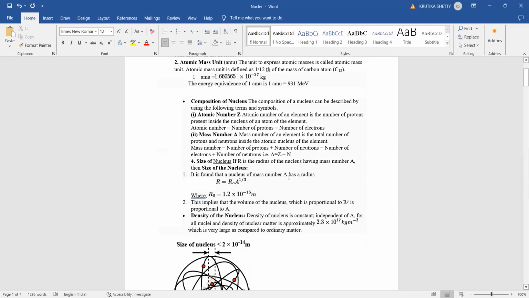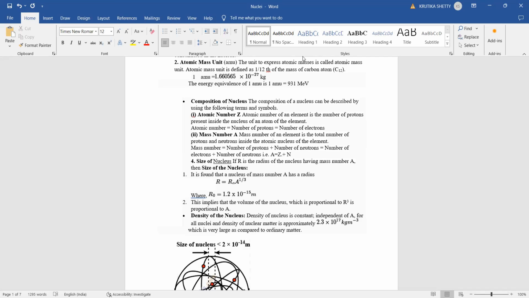So next is the size of the nucleus. We can describe it based on the radius of the nucleus. The radius of the nucleus is given by R equals R naught A raised to 1 by 3. R is the radius of the nucleus, R naught is the constant value, which is 1.2 into 10 raised to minus 15 meter, into A raised to 1 by 3. Can you tell me what is A here?